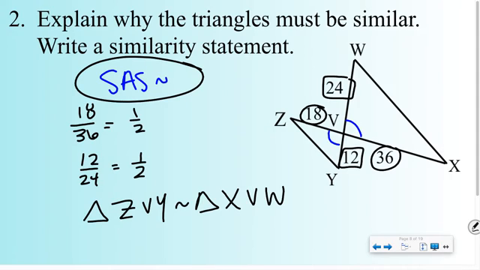Most of your questions today will be like 2 parts. Tell me how they're similar and give the similarity statement. Make sure you have 2 answers for most of them. Good on that one? Cool.